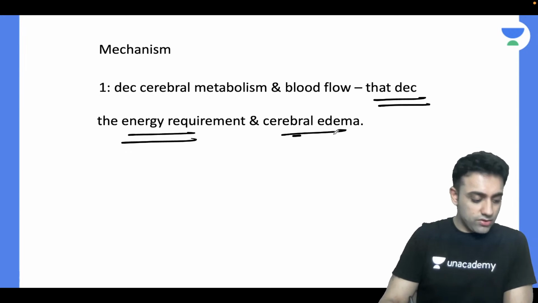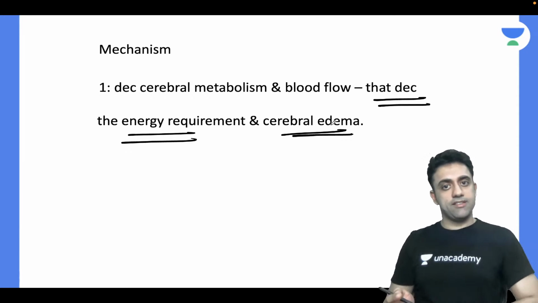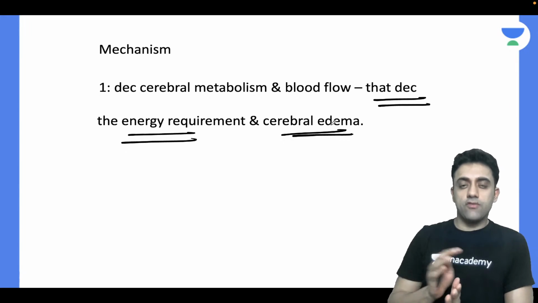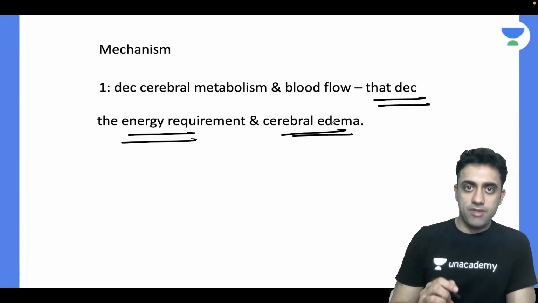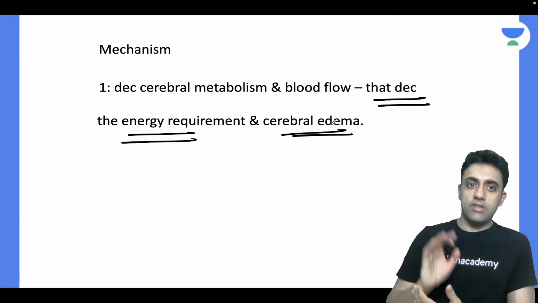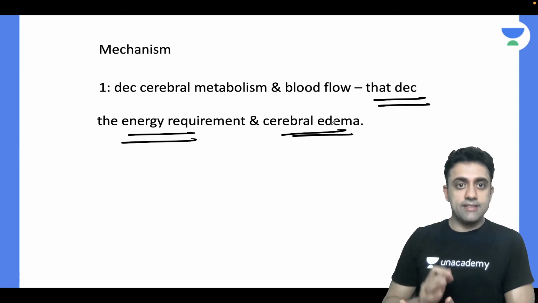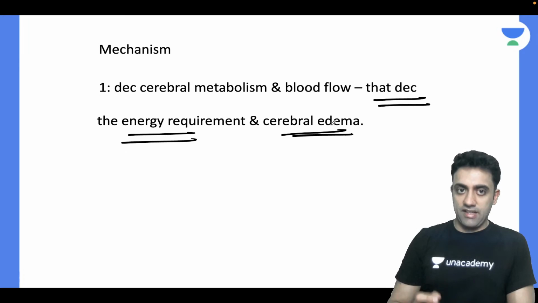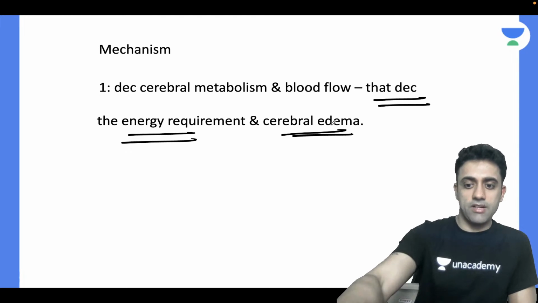So there is decreased blood flow, of course, because everything is slowed down, and that decreases the energy requirement of the child, and also decreases the cerebral edema. Because of so much hypoxia and ischemia, the baby gets brain damage leading to cerebral edema. So decrease cerebral metabolism and decrease blood flow. That is the first mechanism.